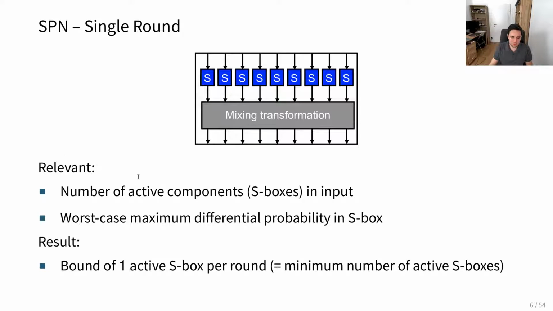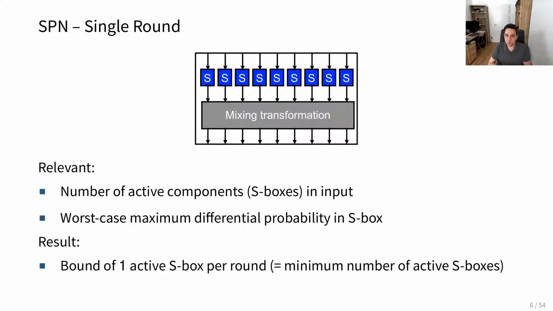And what is relevant is the number of active components, the number of active S boxes in the input, and of course the maximum differential probability of each of these S boxes. Now if you only consider that for a single round, so we don't consider the mixing transformation, nothing, only a single round, then if we assume a permutation, we have a bound of at least one active S box per round. So this is actually the minimum number of active S boxes we can have.